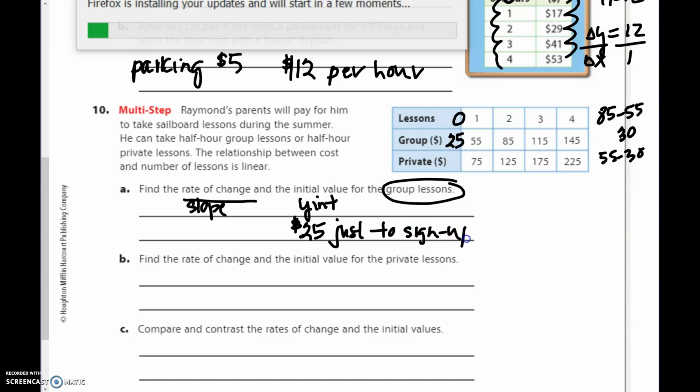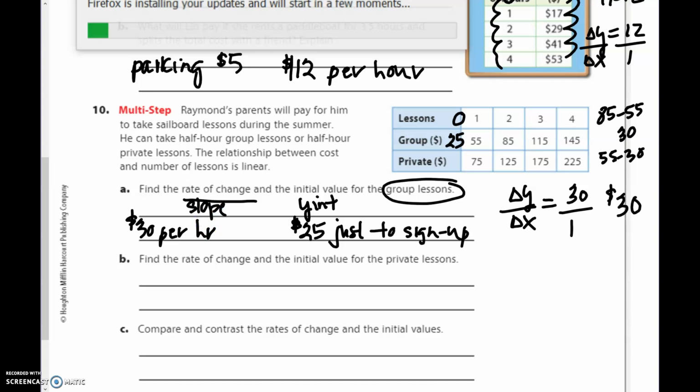Then what they do is they charge you per hour. So what are they charging per hour? Well, remember, we're going to do the change in Y over the change in X. So you can take your two ordered pairs and subtract them. Or you can just say, what are my Y's changing by? 30. And what are the X's changing by? 1. So this change is $30 per hour. So group lessons, they're going to charge you $30 per hour.